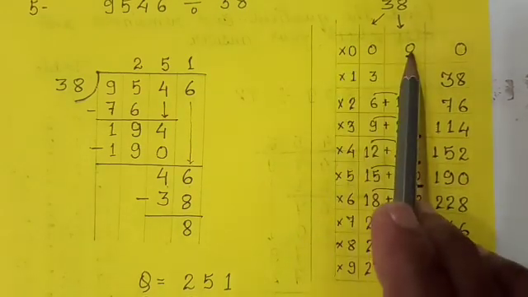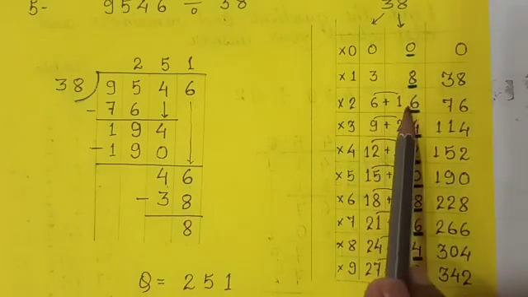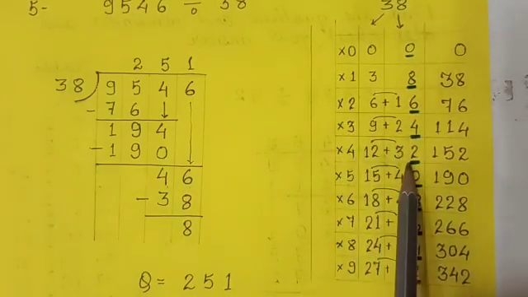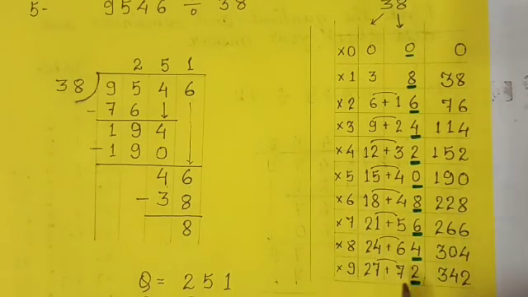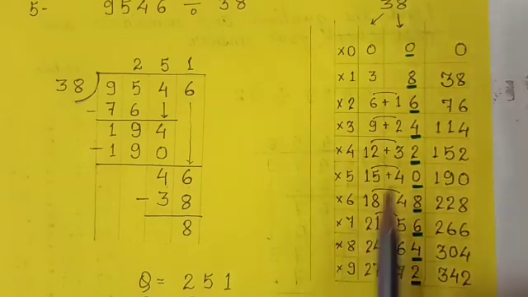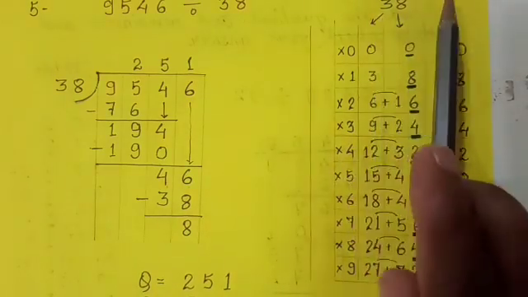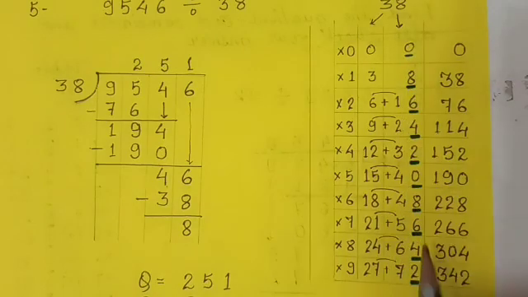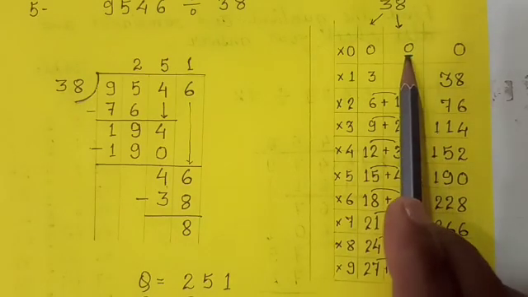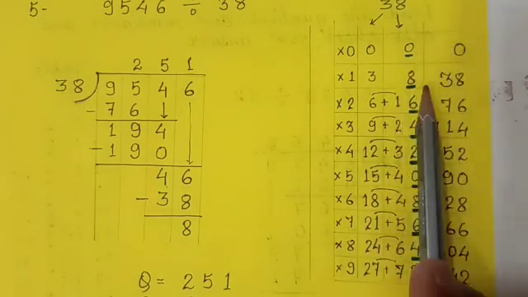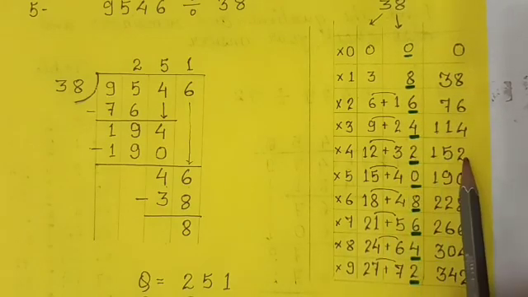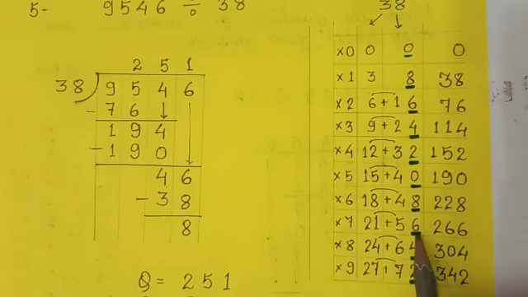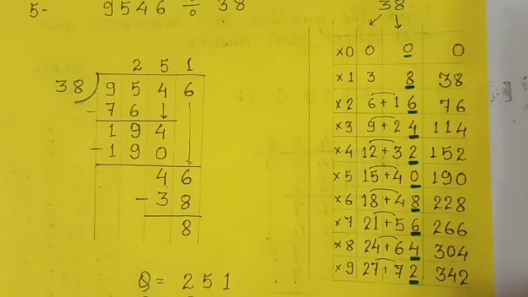8 into 0 is equal to 0. 8 1 is 8, 8 2 is 16, 8 3 is 24, 8 4 is 32, 8 5 is 40, 8 6 is 48, 8 7 is 56, 8 8 is 64, 8 9 is 72. Now very easily you can get the table of 38. First of all, you have to pick up the last digit. Here 0, we have to write 0, then 8, 6, 4, 2, 0, 8, 6, 4, 2.